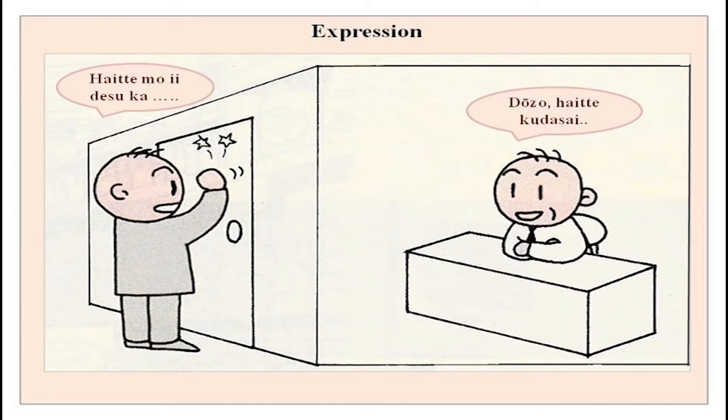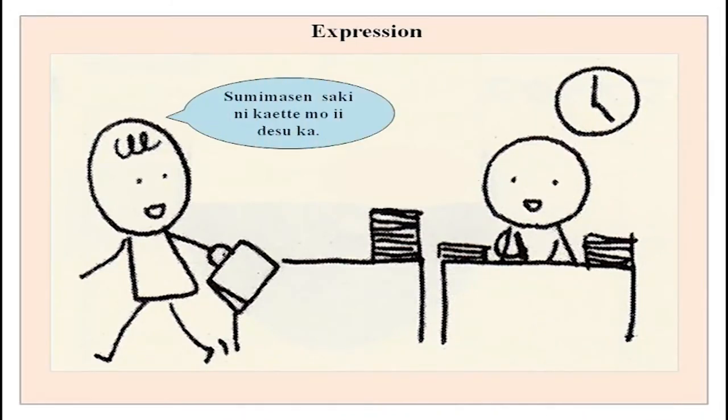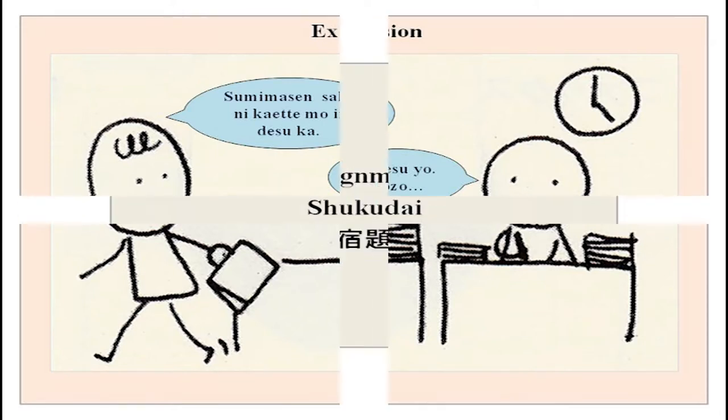And now, as you have learnt this, haitte mo ii desu ka, is it all right if I enter? And after the permission is granted, you may enter. Dozo haitte kudasai. You have the permission to enter now. And there is another one over here: sumimasen, saki ni itte mo ii desu ka, is it all right if I go before you or earlier than you? Ii desu yo, dozo itte kudasai could also be used. So, you can use te mo ii desu ka in this pattern. These expressions make it very clear how to use it.